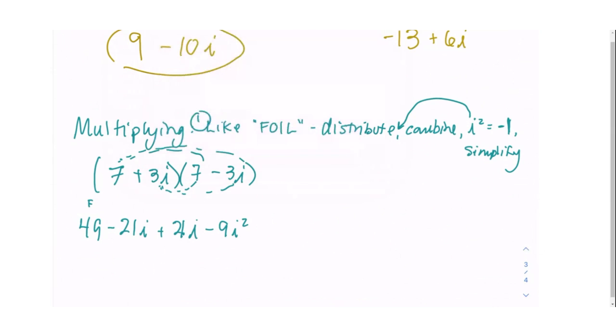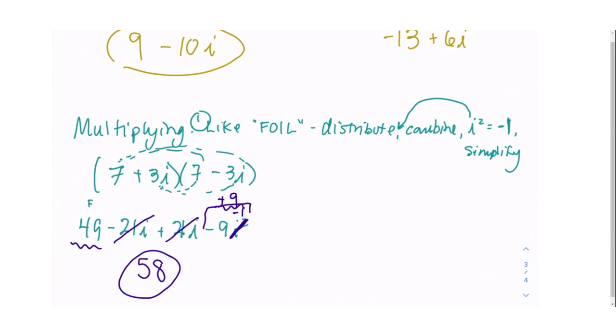I go like this. I squared I know is negative 1. And then negative 9 multiplied by negative 1, it's just like saying plus 9. Then I combine like terms. So 49 plus 9 is 58, and then those were opposites and they canceled. So this would be the answer.